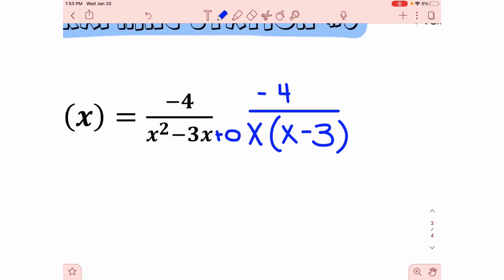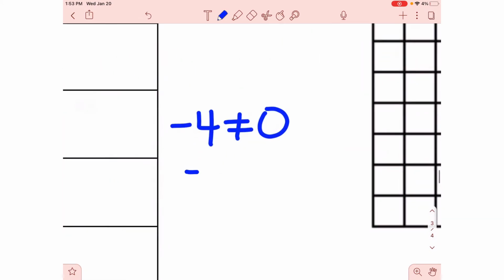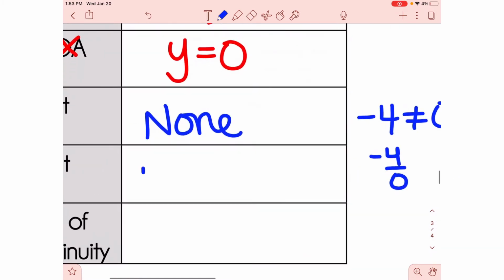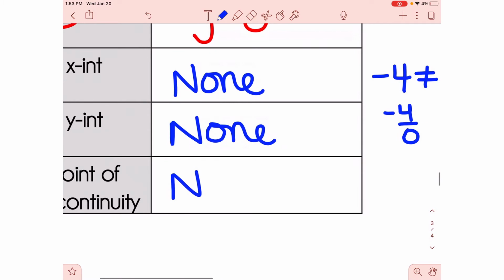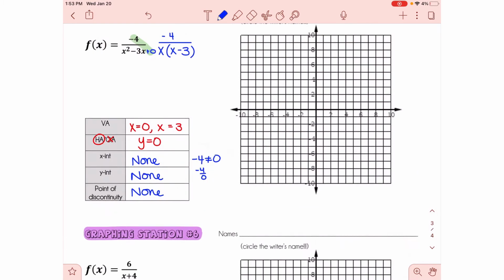Well, there is no constant in the denominator, so we do -4 over 0, but as you guys should be thinking, that's undefined. -4 over 0 I cannot do, so there is also no y-intercept, and then there is no point of discontinuity because nothing canceled. So I don't know a lot about this graph. I'm going to have to plug in a lot of points.